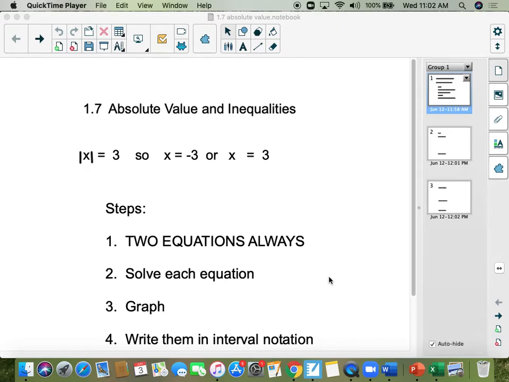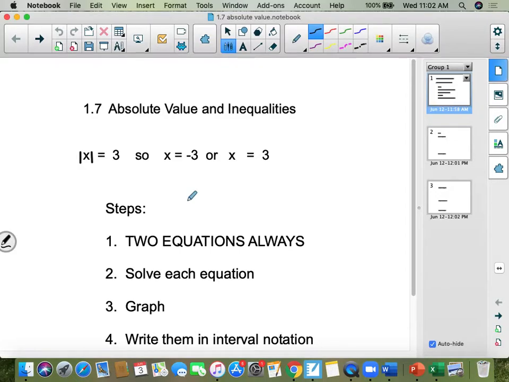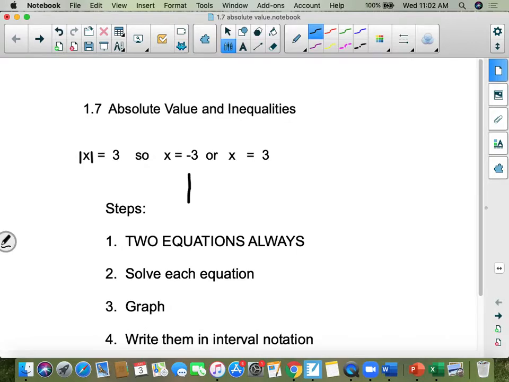1.7 is called absolute values and inequalities. Just to keep in mind, whenever you do the absolute value, the absolute value of 4 is equal to 4, and the absolute value of a negative 4 is also equal to 4. Notice that two different answers are inside the absolute value, but absolute value means positive.